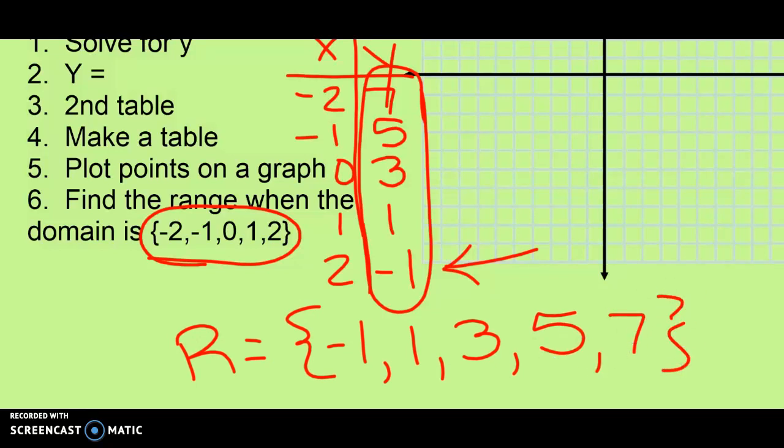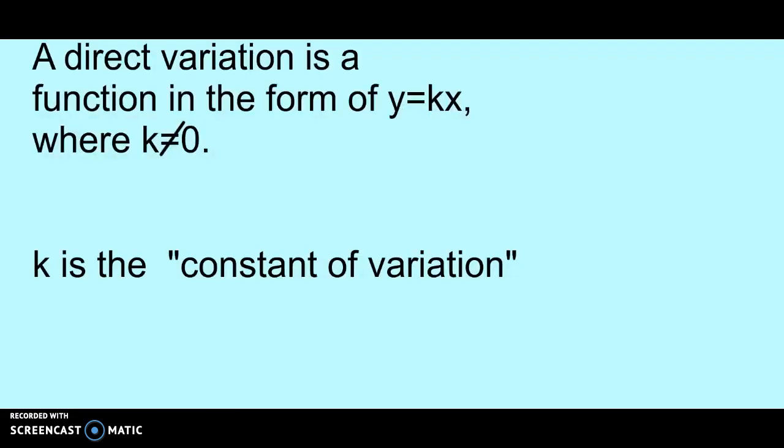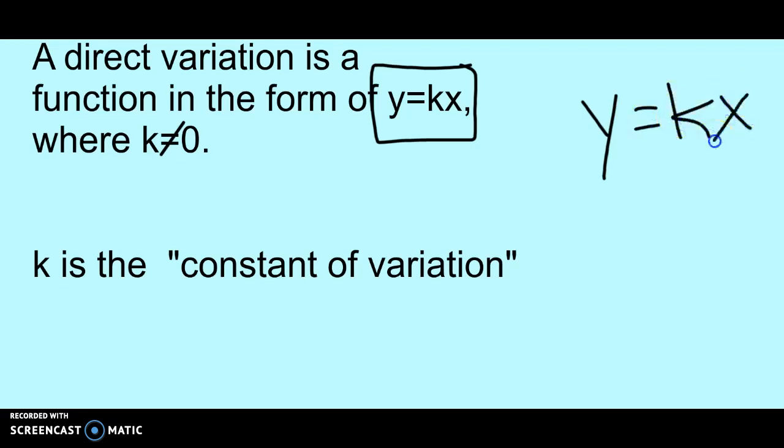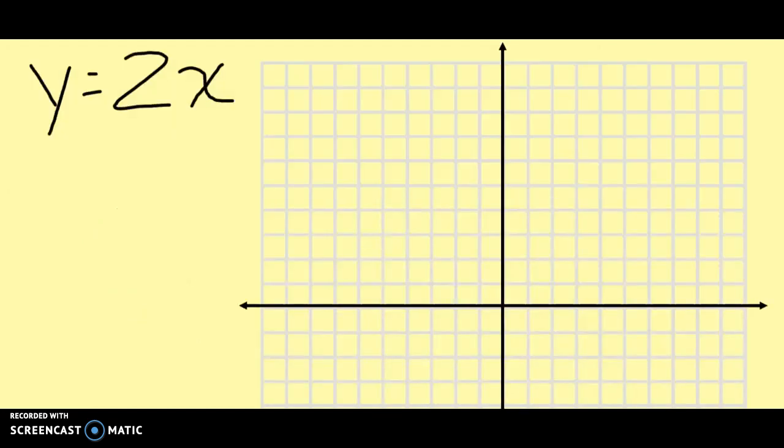Okay. Let's talk a little bit more about direct variations. So these are all direct variations. They don't have anything hanging off the end. They just have a number times x. All right, and so remember that the form that it goes in is y equals kx. Y equals kx, so that's the form that you have to get it in. Okay, so I'm not going to go through all that.